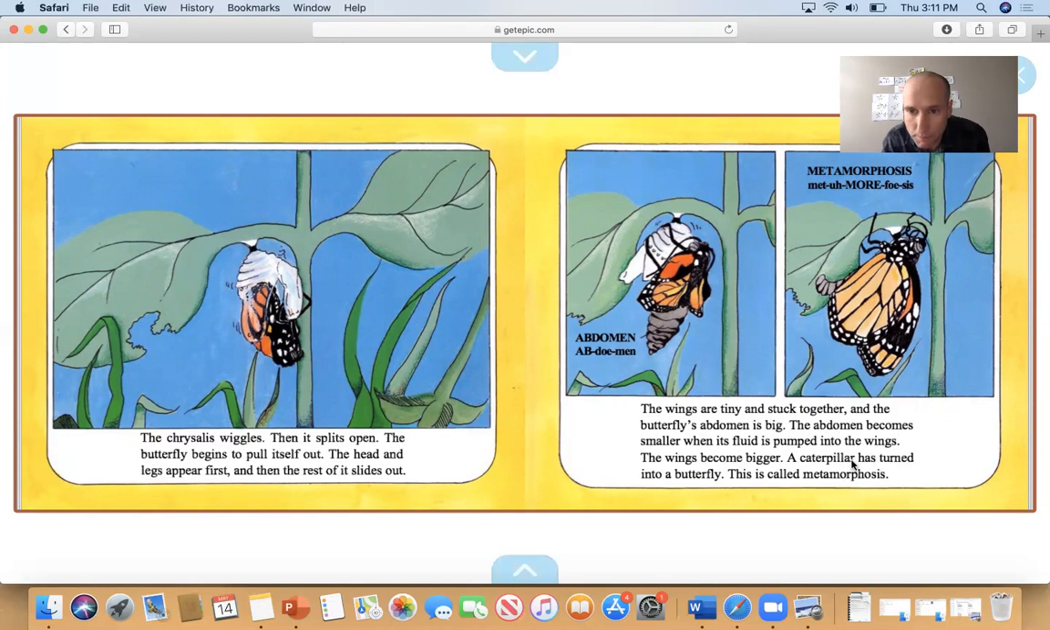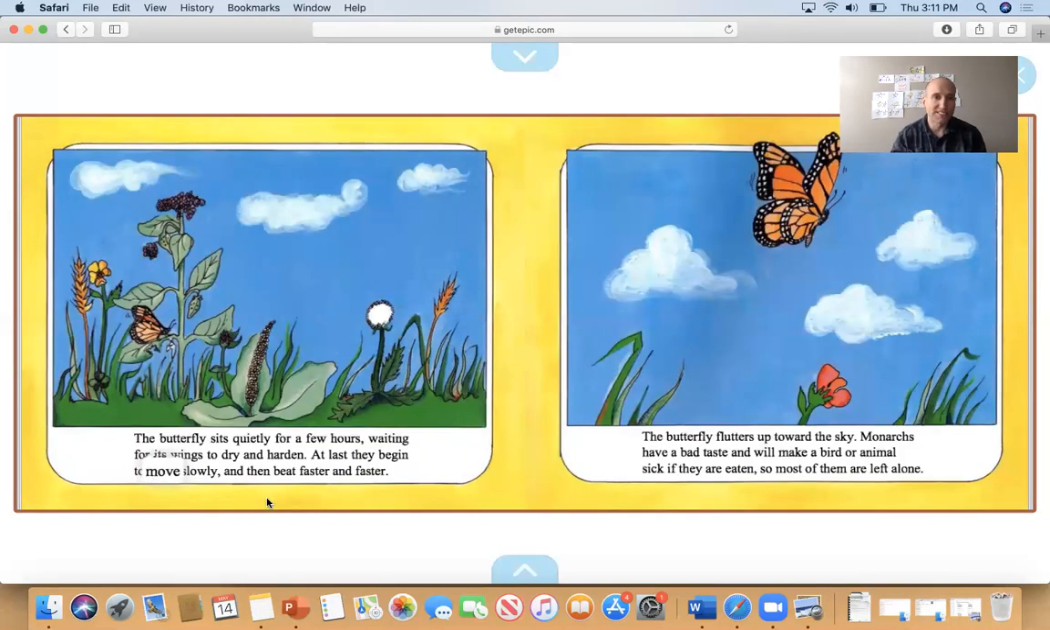So let's look around. And it says, the abdomen becomes smaller when its fluid is pumped into the wings. The wings become bigger. A caterpillar has turned into a butterfly. This is called metamorphosis. So I look right here as an example. The caterpillar has turned into a butterfly. When you change from one thing into another, all right, changing from a caterpillar into a butterfly. That's what metamorphosis must mean.